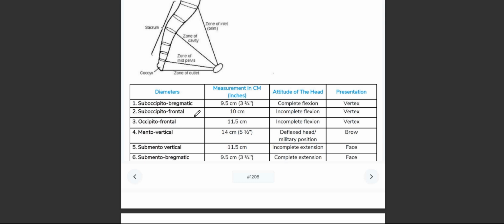What do you mean by the vertex presentation? Whenever vertex comes, sub means complete, either it will be complete flexion or complete extension. And whenever Bregma comes, Bregmatic, it is 9.5 centimeter. Mento-vertical diameter is 14 centimeter, which is the largest diameter, representing the brow presentation.